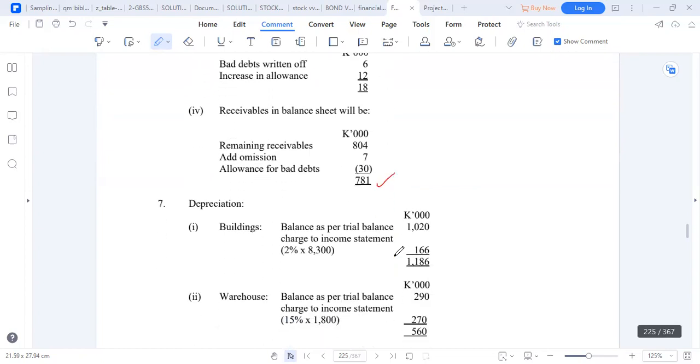Then when you go to the buildings, we're told that 2% of cost. So trial balance, 2% of the building cost will be what? 166. So we add the trial balance accumulated depreciation, 1,200. So this is 1186, the total depreciation that will transfer to the balance sheet. But what we're going to charge in the income statement is only 166.